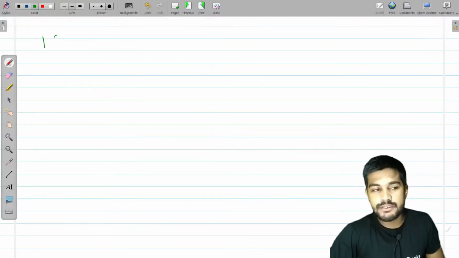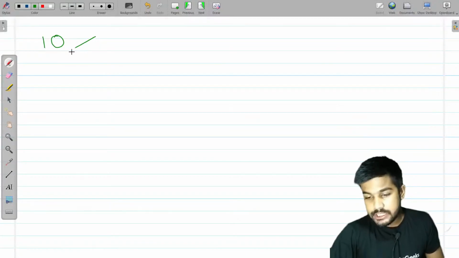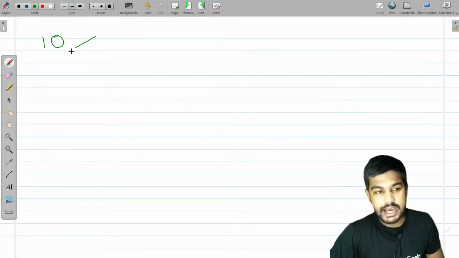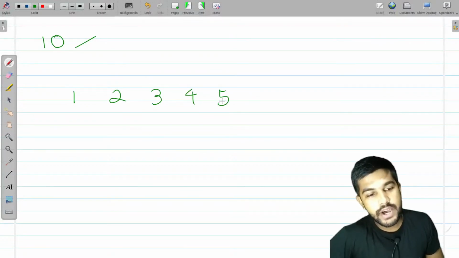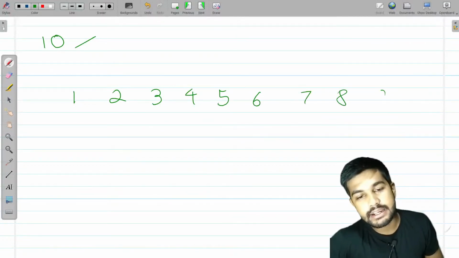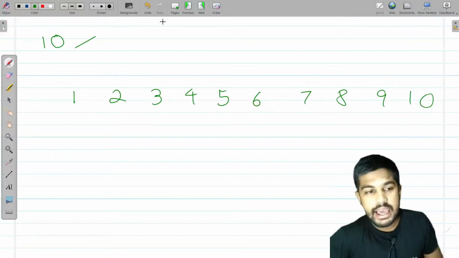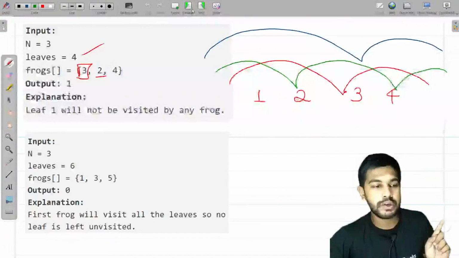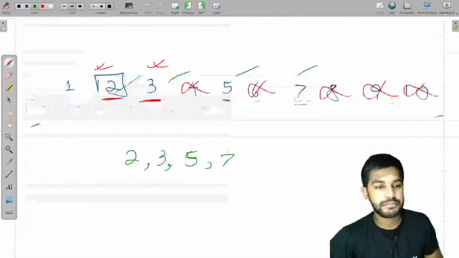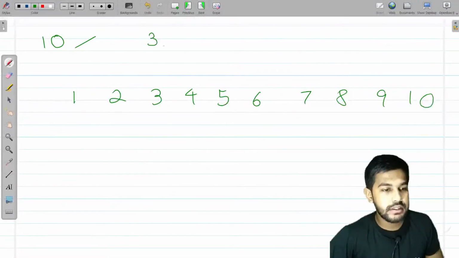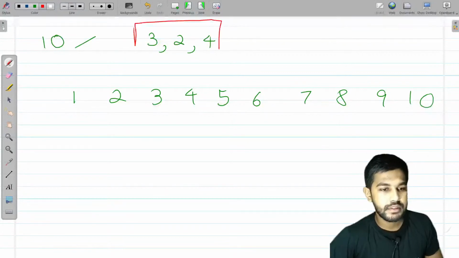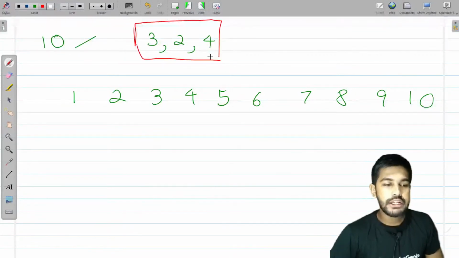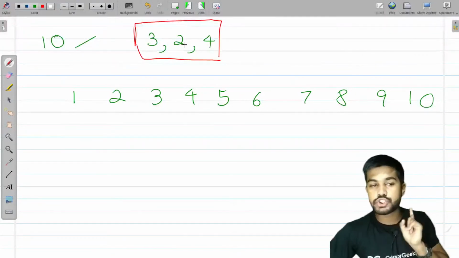Now there is the number of leaves given. Suppose the number of leaves is 10 itself. So I would be writing 1 2 3 4 5 6 7 8 9 10 itself. Let us take the values 3, 2 and 4 itself. So at first we would be sorting this.